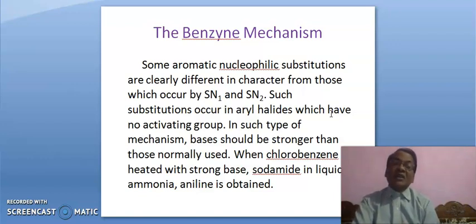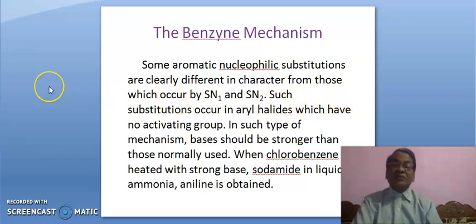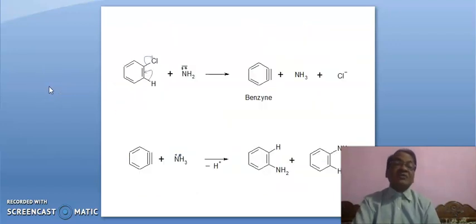Again, one mechanism is also here, SRN1, that will be taught in the next video, in a separate video. Here it is, third and last, the benzyne mechanism. Friends, some substrates are such that they are neither benzene diazonium salt nor activated substrate. Then in this situation, the benzyne mechanism is followed.